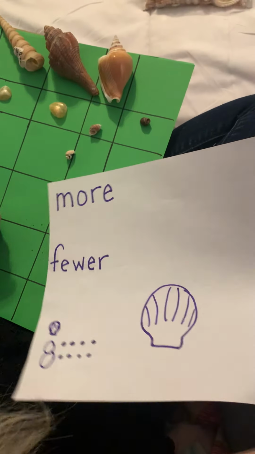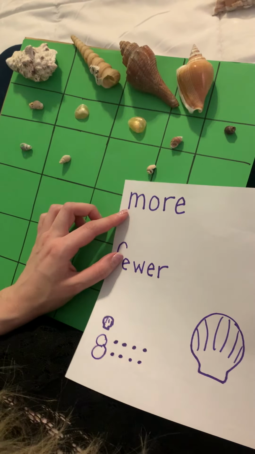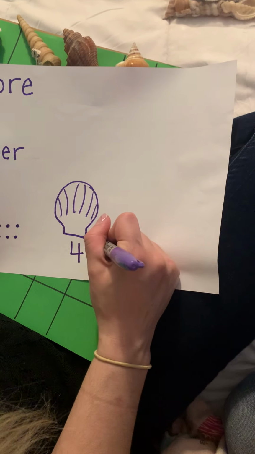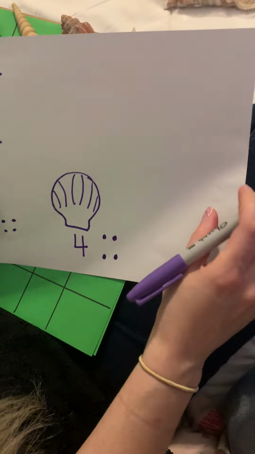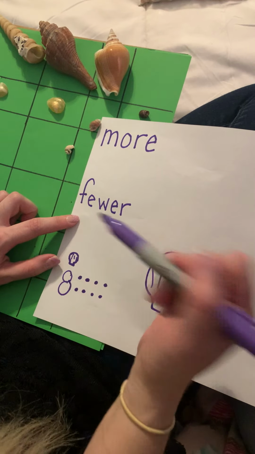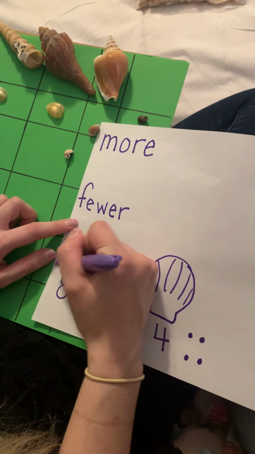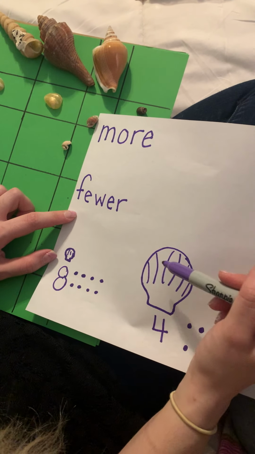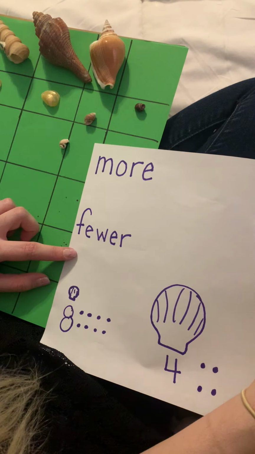Let's count how many big shells I have now. 1, 2, 3, 4. I'm going to write 4 next to my big shell and do 4 circles. 1, 2, 3, 4. Which one do I have more of? Do I have more little shells or do I have more big shells? I have more of the little shells. Which one is fewer? The big shells are fewer. I have less big shells than I have of my little shells.